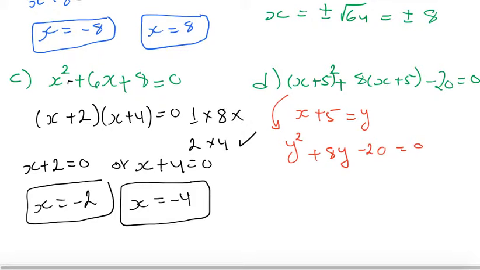And then you think about two numbers. When you multiply them, you get minus 20, and when you add them, you get 8. Or think about the factors of minus 20 that could be added up to give you positive 8. And of course, because the sum is positive and the product is negative, that means only one of the numbers is negative and the higher one is positive.